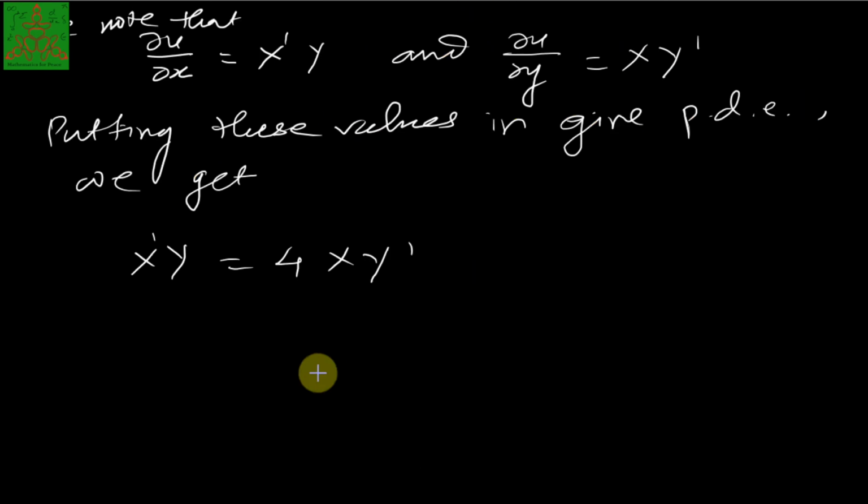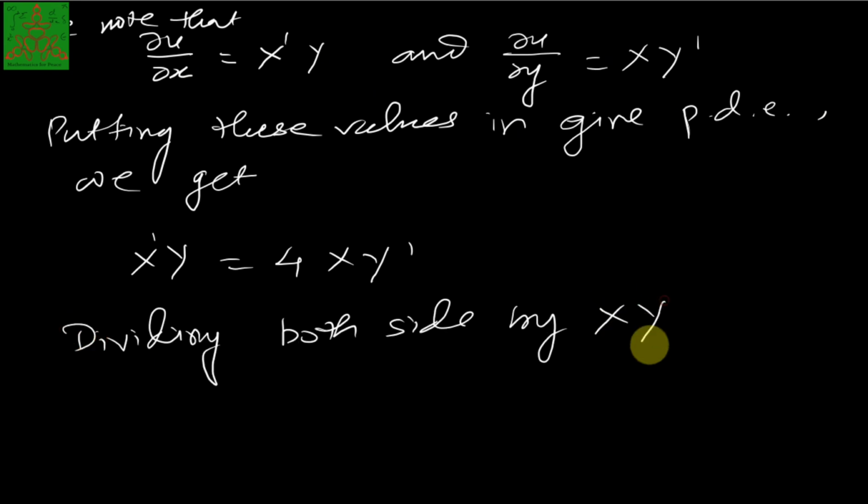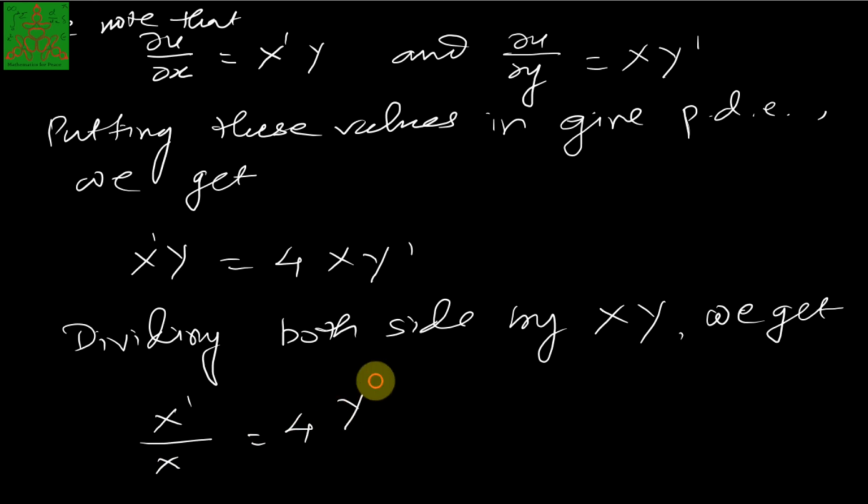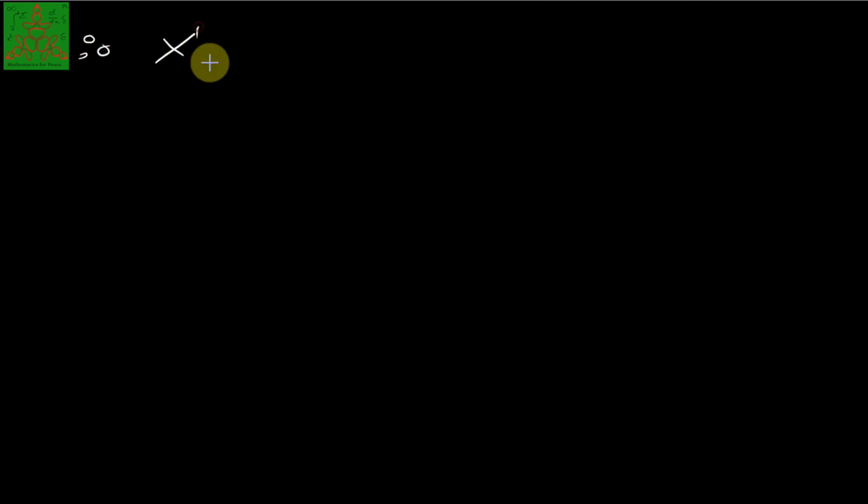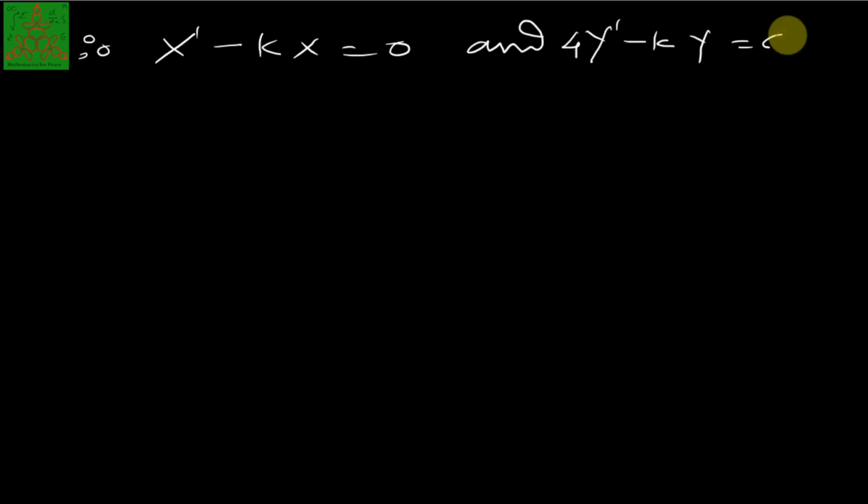Now dividing both sides by X Y, we get X dash upon X is equal to 4 times Y dash upon Y. We assume this is equal to some constant k. Therefore X dash upon X is equal to k, and 4 times Y dash upon Y is equal to k. So we have X dash minus kX equal to 0, and 4Y dash minus kY equal to 0. These are the two ordinary differential equations we have.